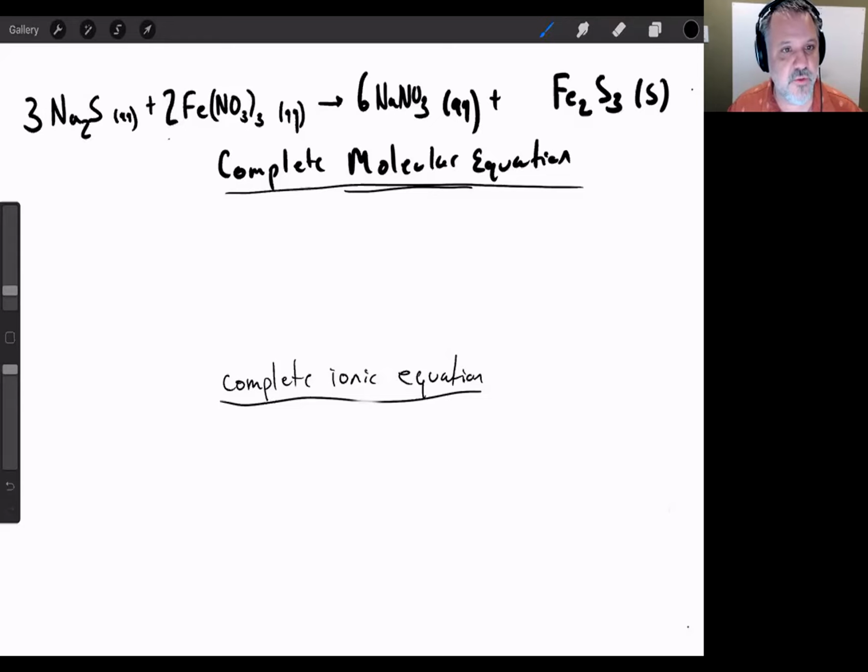Constructing the complete ionic equation is deconstructing the complete molecular equation based on the states. So watch how this works. Let me break up the sodium ions.